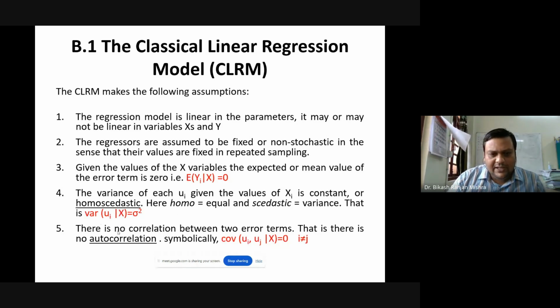The fourth one is with respect to the variance of the error term. The variance of the error term, given the values of the independent variable, is assumed to be constant. That means the mean value will be zero, and the variance term, the dispersion measure, because the mean is the central tendency measure of the error term. The fourth point is with respect to the degree of dispersion of the error term. They are assumed to be homoscedastic in nature. Homo means equal and scedastic means variance. That means the variance will be a constant term.